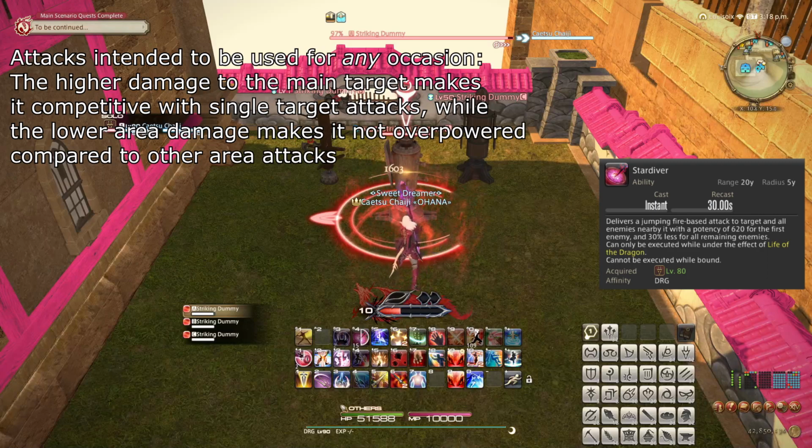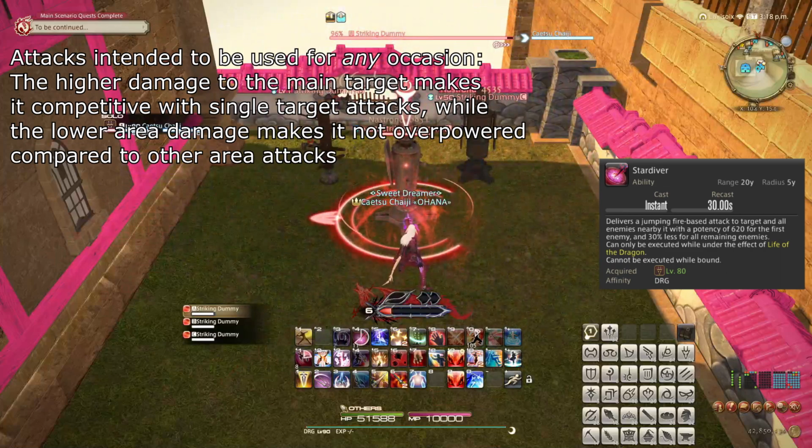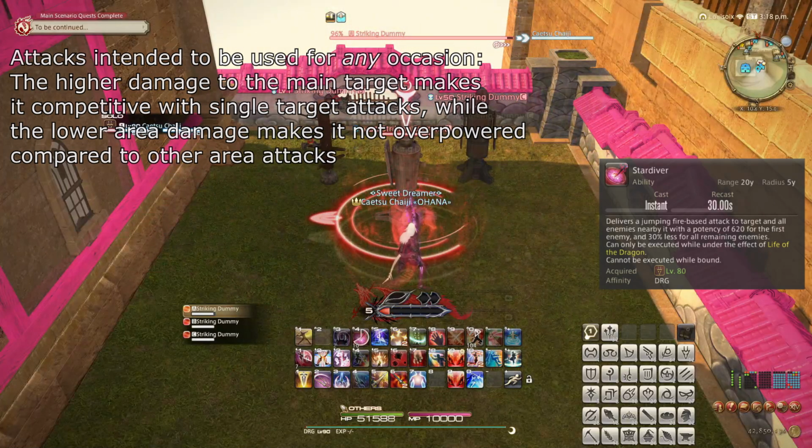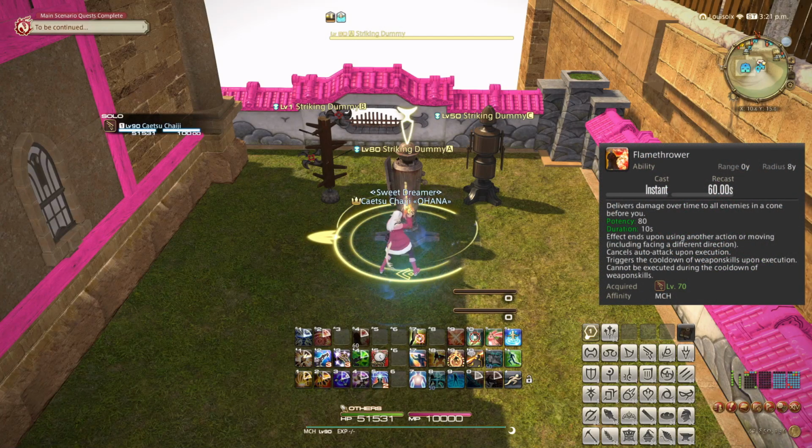This is far more common on abilities than weapon skills and spells, because abilities are not restricted by the global cooldown. There is nothing preventing you from using an area of effect attack on a single enemy for free bonus damage. Finally, let's look at the one common damage over time effect that hits every second, Machinist's Flamethrower.